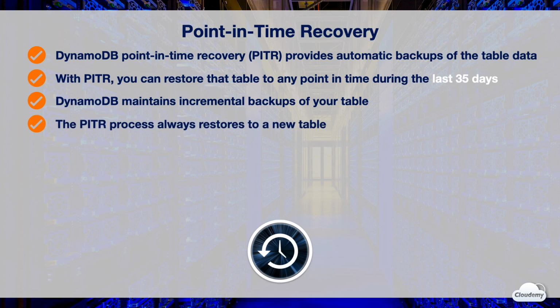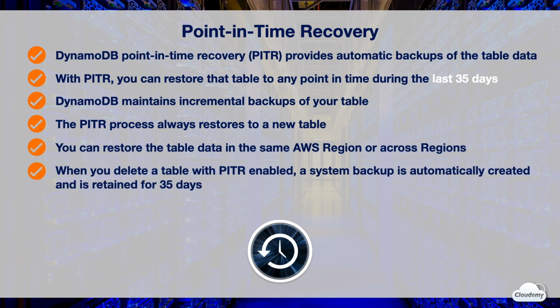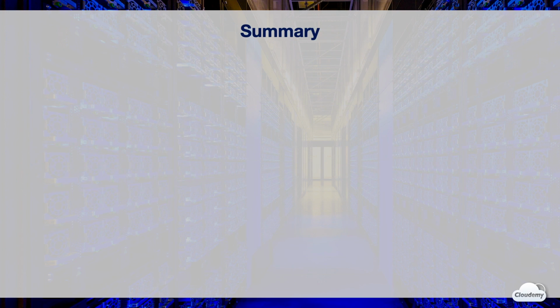When you restore a table from the point-in-time backup, the recovery process always restores data to a new table. With point-in-time recovery, you can restore the table data in the same AWS region or across regions. When you delete a table with point-in-time recovery enabled, a system backup is automatically created, and is retained for 35 days. You can restore the deleted table to the point before the deletion.